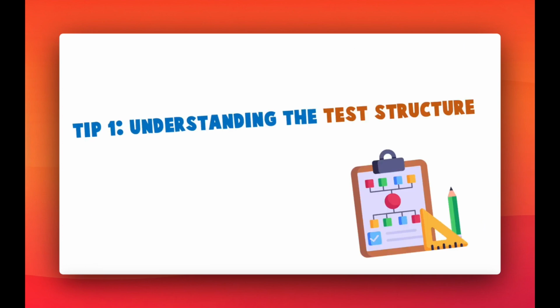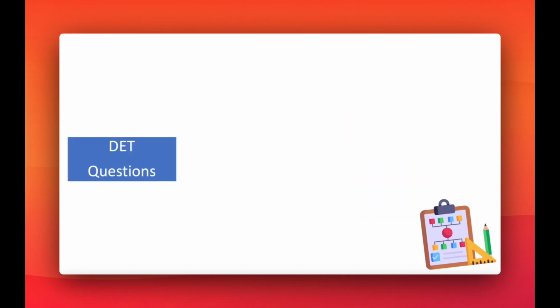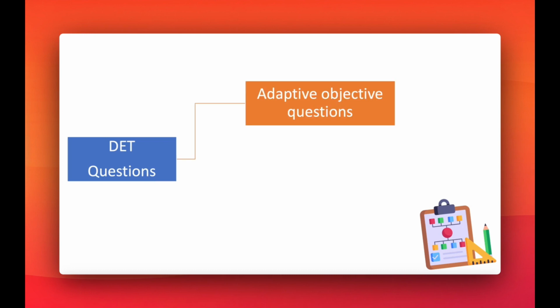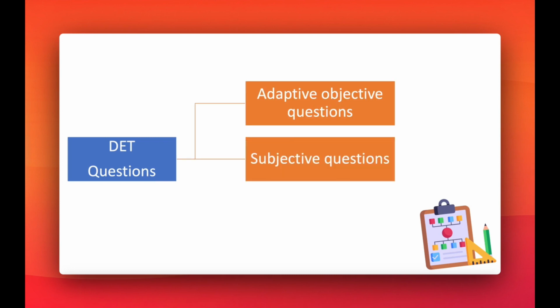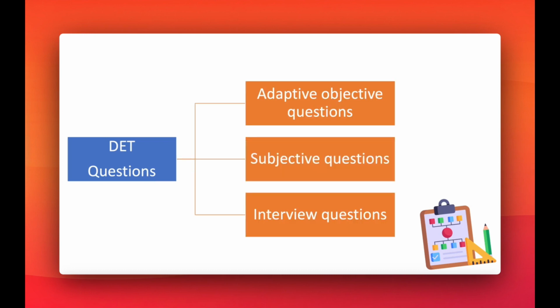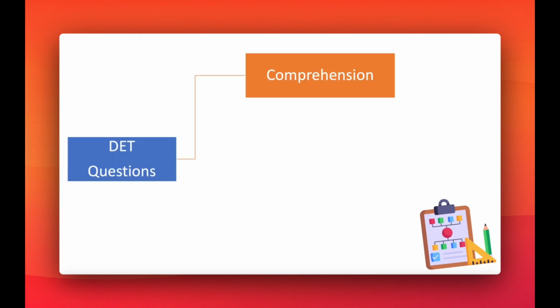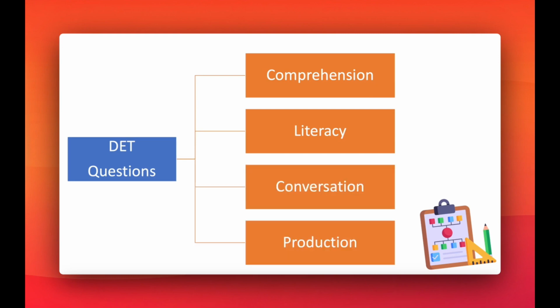Tip 1. Understanding the test structure. Tip number 1. Know the test structure. The DET is divided into 3 parts: adaptive objective questions, subjective questions (OI), and interview questions. It assesses 4 dimensions: comprehension, literacy, conversation, and production. Understanding this structure is crucial for your preparation.